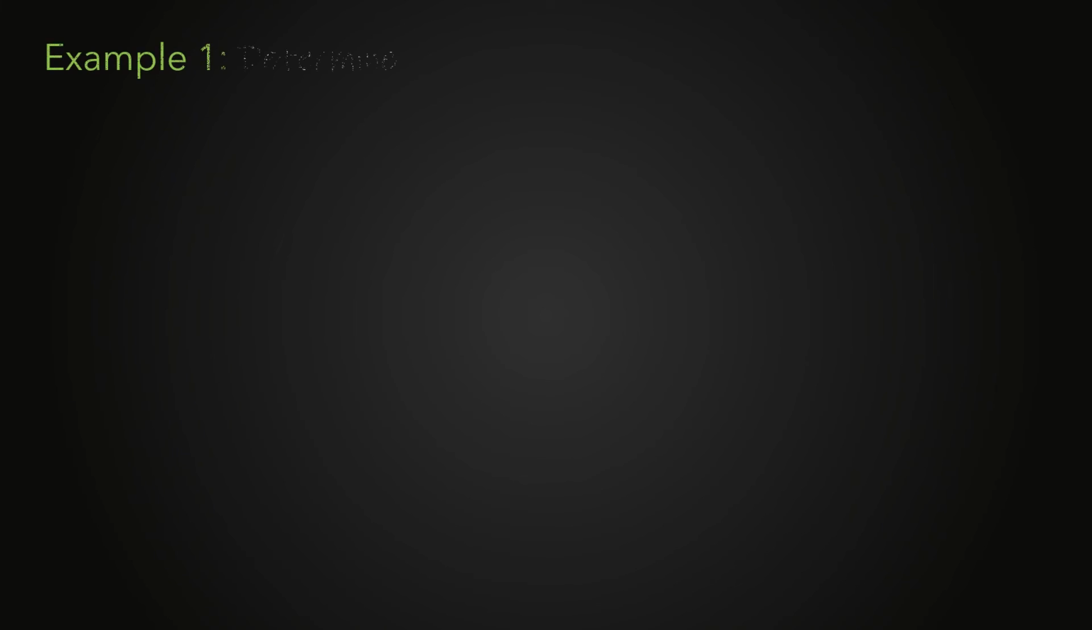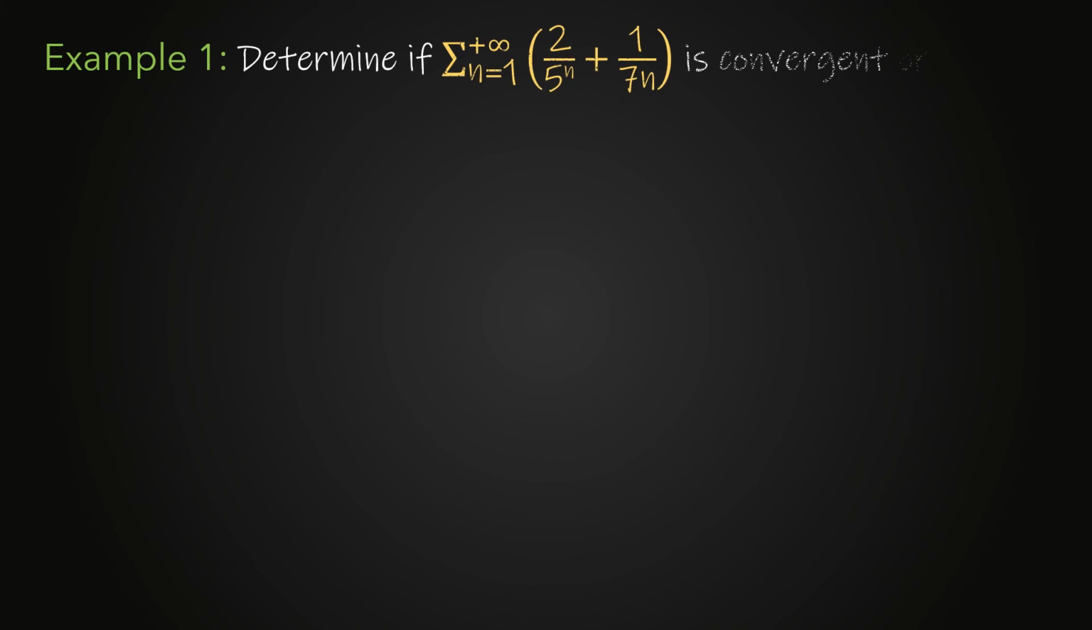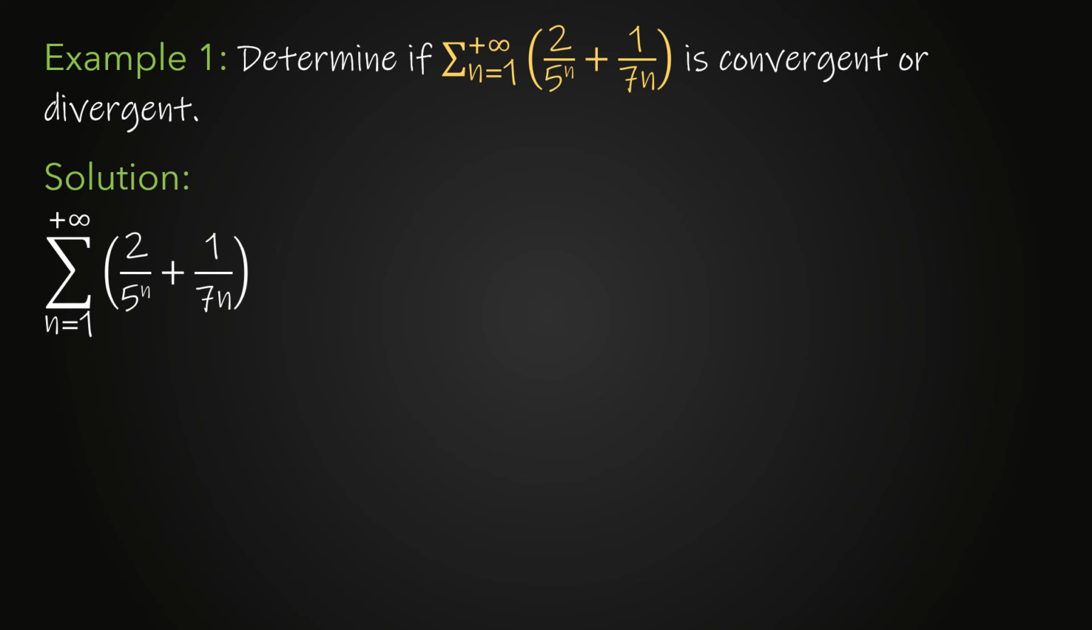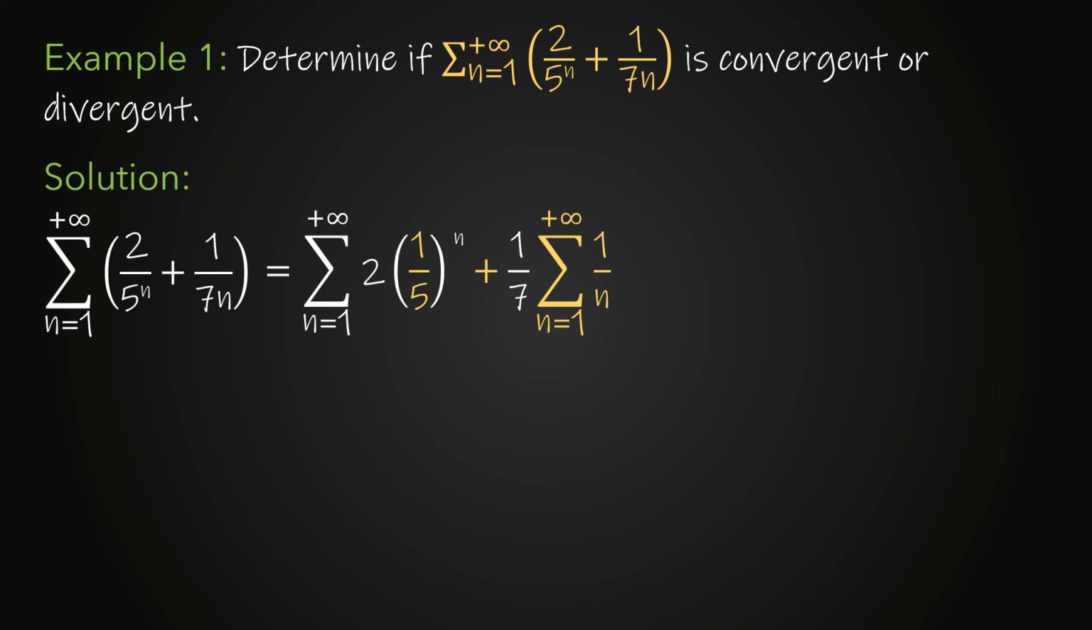Example 1. Determine if the series is convergent or divergent. Solution. Write the series as a sum of series with known convergence or divergence. Use properties of exponents and fractions.